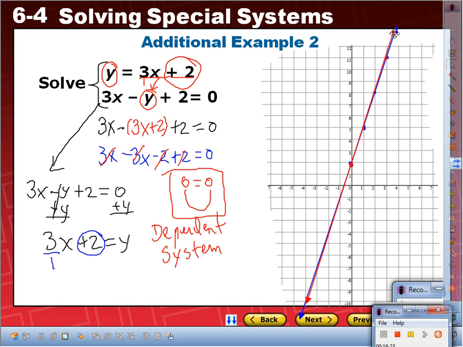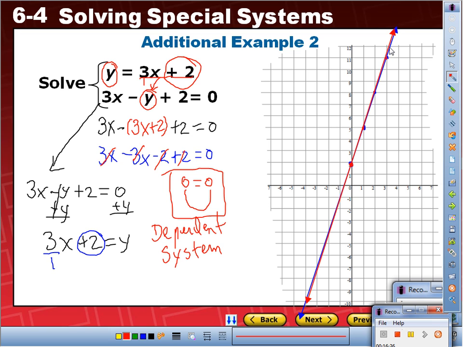So therefore, what does that tell you? What happens to each of those points that it's passing through? They're solutions, right? How about any point in between? They're still solutions, right? So what does that tell you? That dependents have an infinite number of solutions, right? So therefore, what do we call these? Dependent system. That means that they are identical.